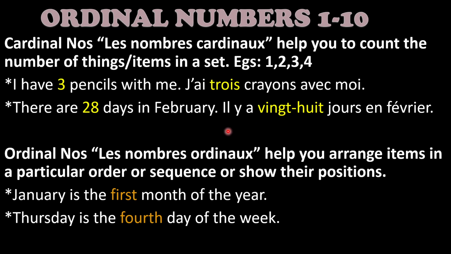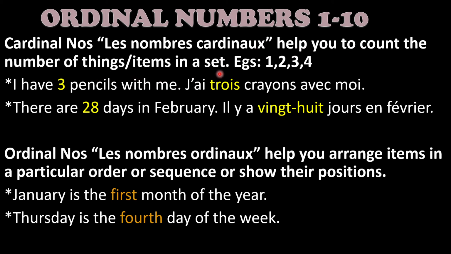Now, you need to know that there are two kinds of numbers, two categories of numbers. One is what we call the cardinal numbers, and one is what we call the ordinal numbers. The cardinal numbers are the normal numbers that you learn, starting from 1, 2, 3, 4, and so on. In French, they are called les nombres cardinaux. They help you to count the number of things or items in a set.